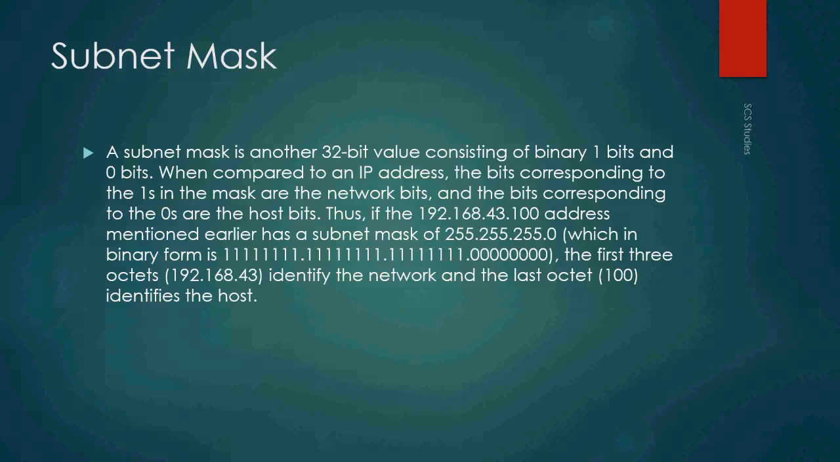Now let's learn what a subnet mask is. A subnet mask is another 32-bit value consisting of binary 1 bits and 0 bits. As you know, in binary we can have only two values: one is the on bit, one is the off bit. The off bit is denoted as 0 and the on bit is denoted as 1. In total, in IPv4 we get a 32-bit address, so in these 32 bits there may be 32 on bits, 32 off bits, or a variable mix. The bits corresponding to the 1s in the mask are the network bits, and the bits corresponding to the 0s are the host bits.